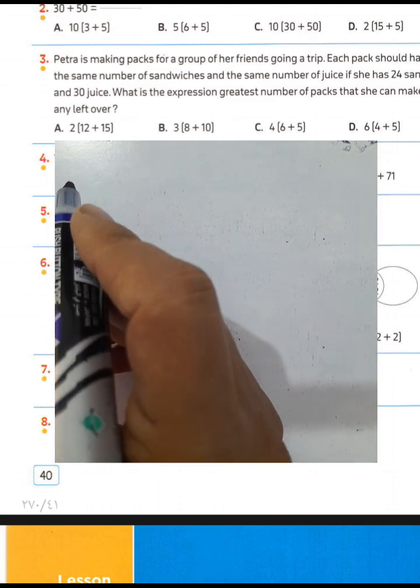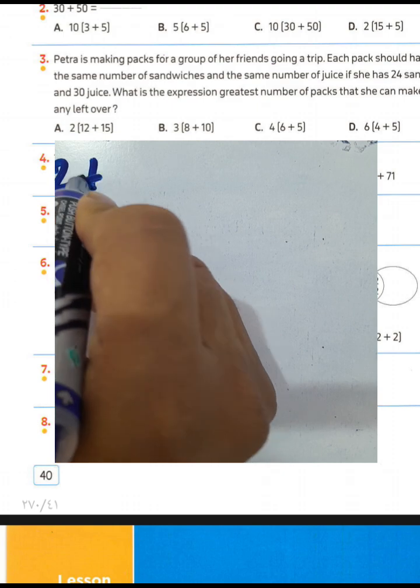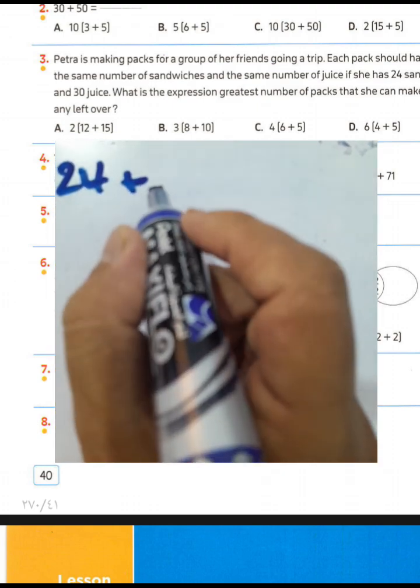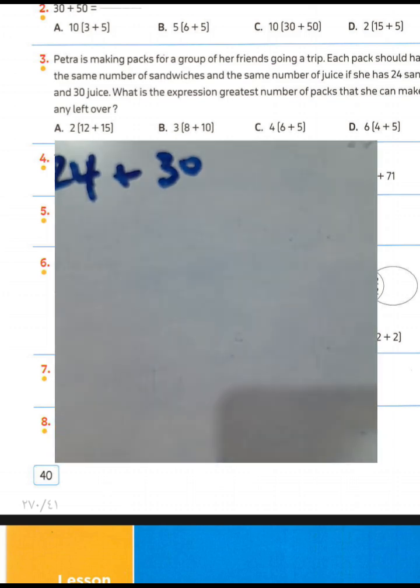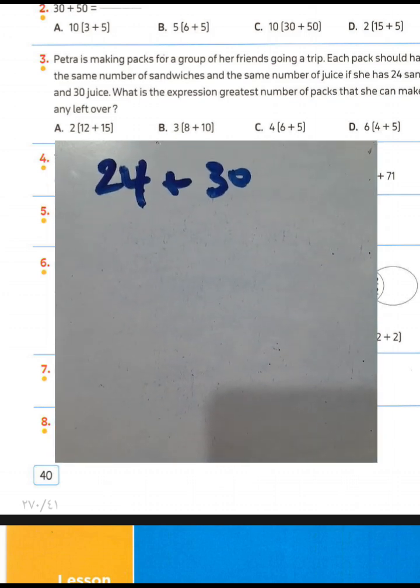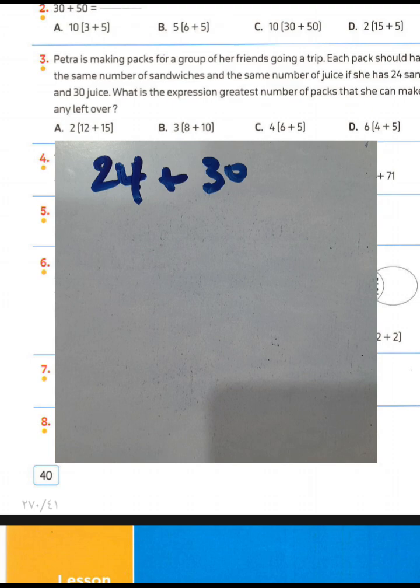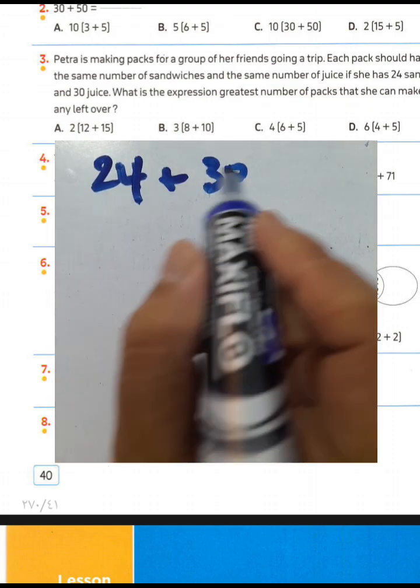We have 24 and 30. 24 sandwiches and 30 juices. Okay, we can solve this example by writing the greatest common factor between 24 and 30.